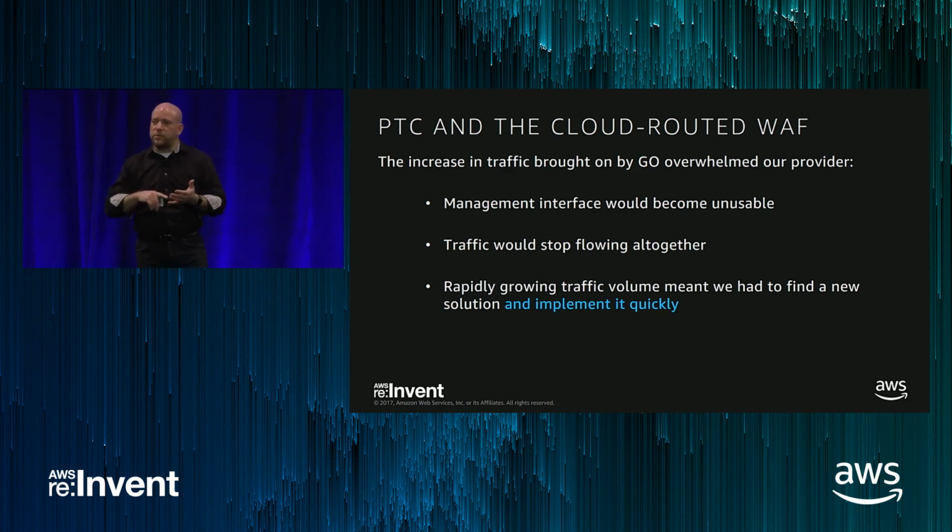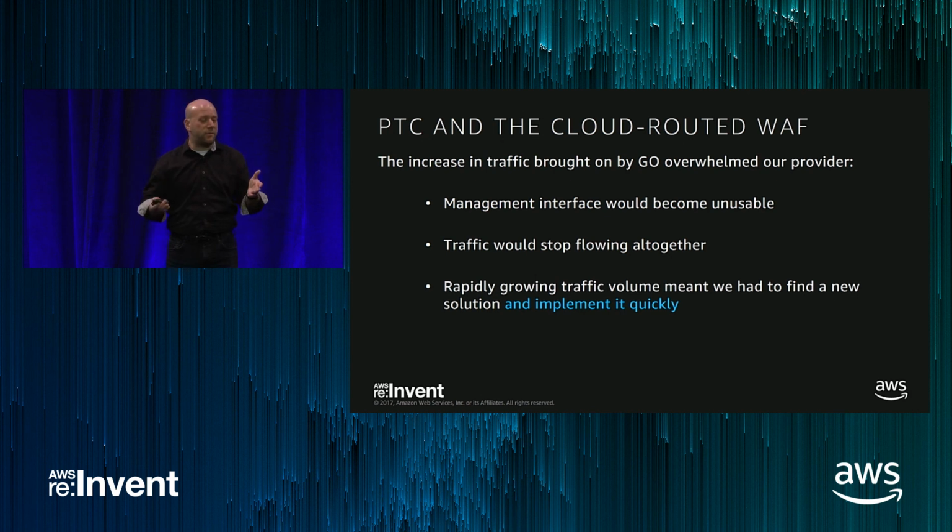The management interface would become completely unresponsive when under attack, so when we tried to either see what was going on or react to it, we wouldn't always be able to. Sometimes there would be so much traffic coming in, the WAF would just fall on the floor and stop passing traffic altogether, good and bad. So all of a sudden, no one playing Pokemon Go could log into the Trainers Club. And traffic was continuing to grow as Go got bigger and bigger, so we had to do something, and we had to do it fast.